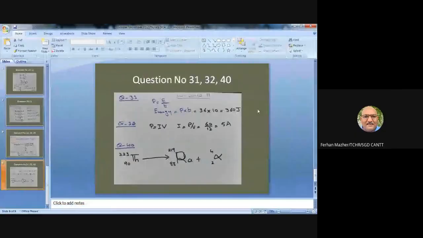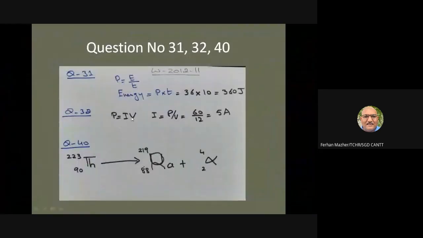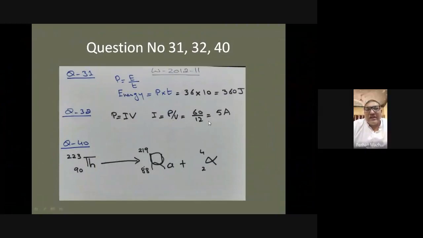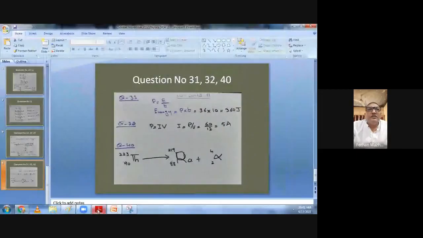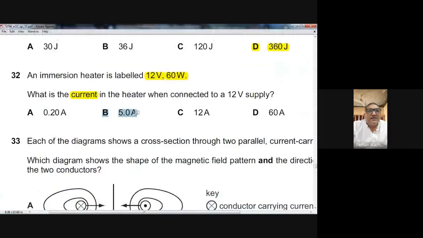P is equal to IV. I will be equal to P divided by V. So it will be 60 divided by 12 equals 5 ampere. Very simple. The current will be 5 ampere. A very simple question. 5 ampere. Oh, sorry. B is the right option, sir. Question number 32, B is the right option.